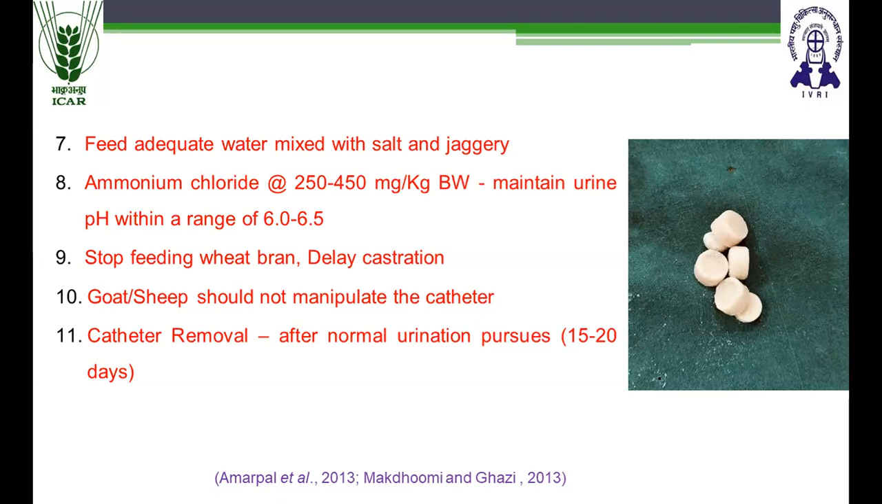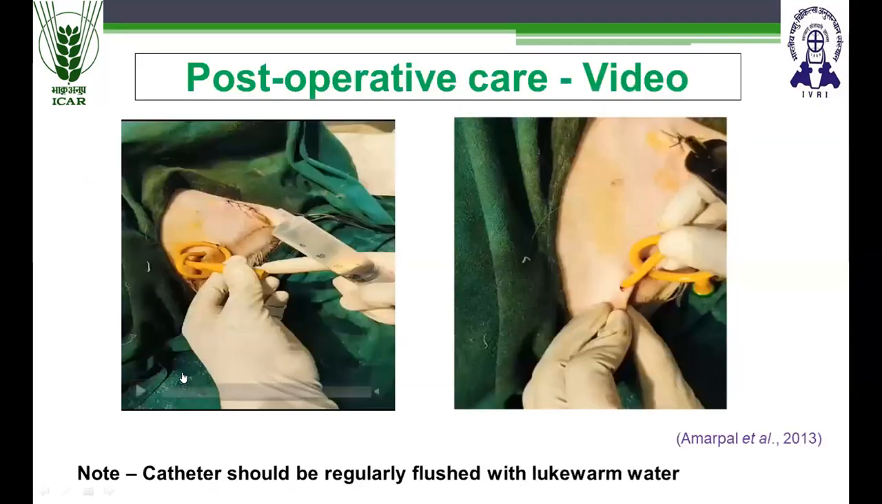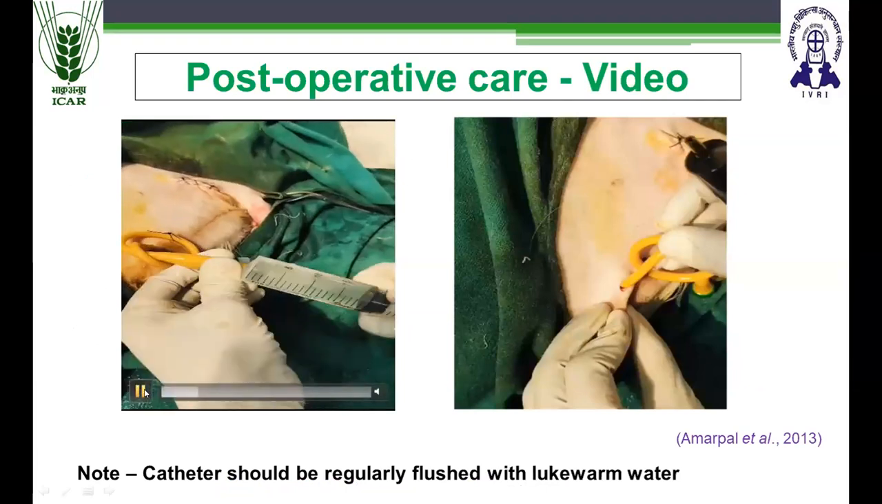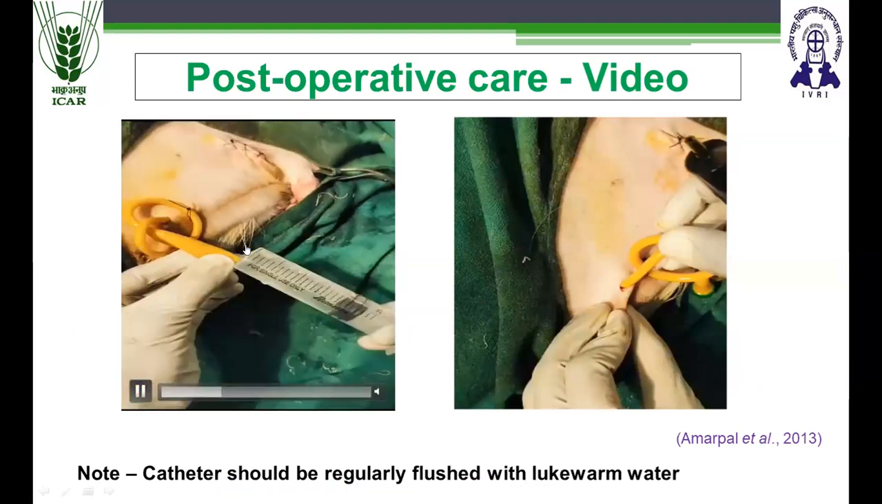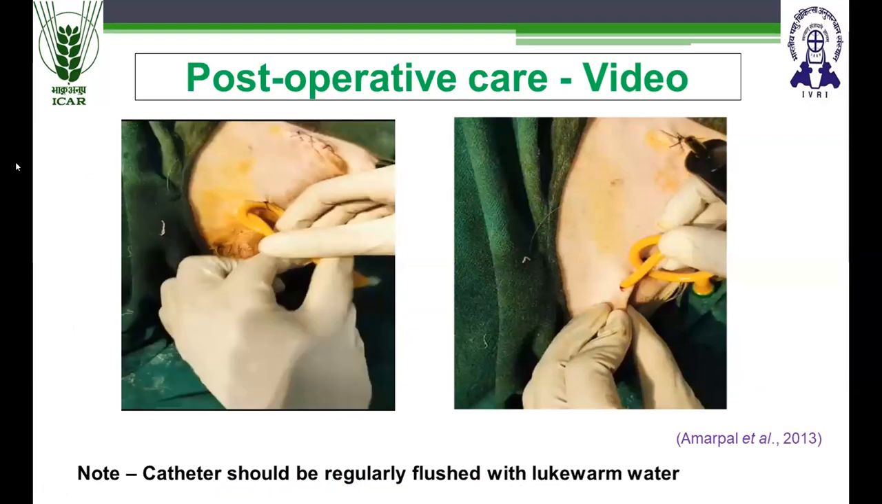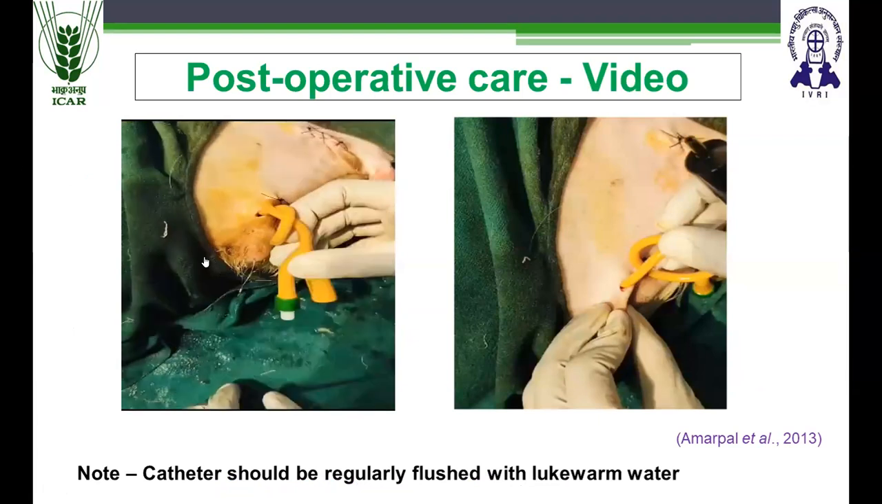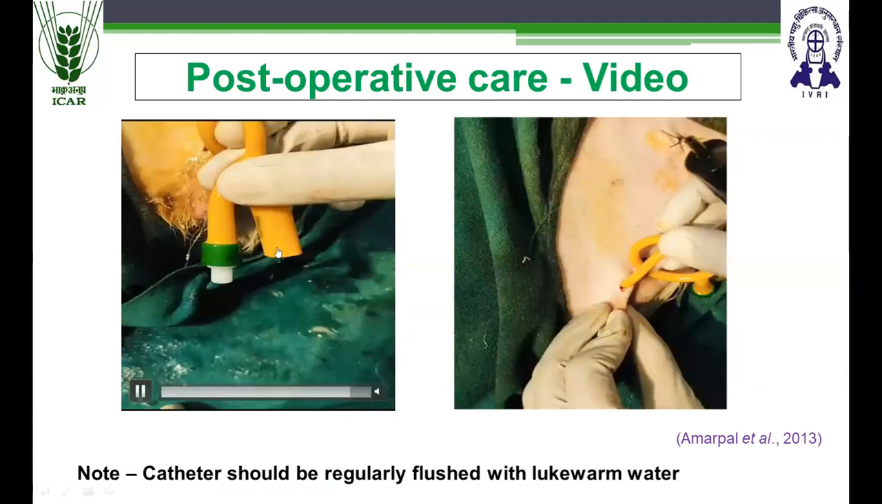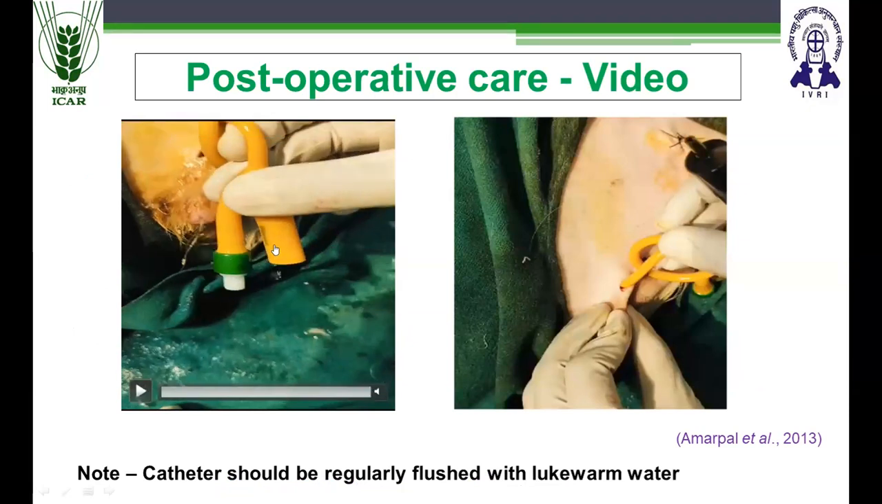And these are the ammonium chloride boluses which we get here. It is a 2.5 gram bolus, and it is very cheap. So for post-operative care, what we have to advise the owner is that the catheter should be regularly flushed. This is the urine drainage port. We have to advise the owner to flush the catheter 7 to 8 times regularly with lukewarm water, as I am doing here. This is the balloon inflation port. It should not be touched. We have to flush through the urine drainage port.